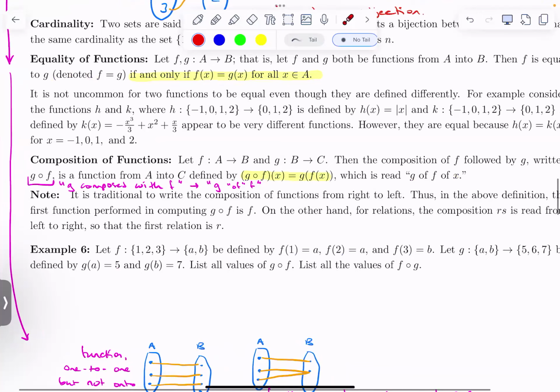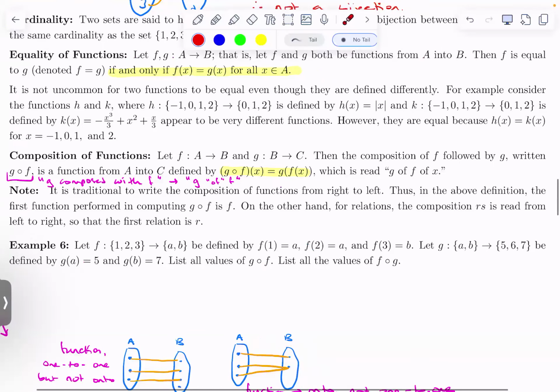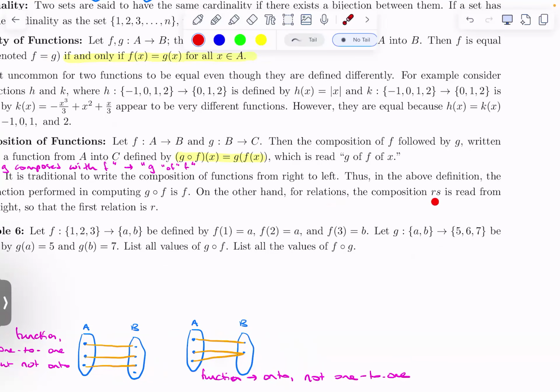And so here, what that means is you're going to start at f and put it into g. Technically, you're going to start with putting x into f and then putting f of x into g. And that's how you're going to go from A to B and then B to C and end up at C. Which is different from relations. When we had a composition of relations, RS, that meant that we applied R first, then S. And so it's backwards, I guess.